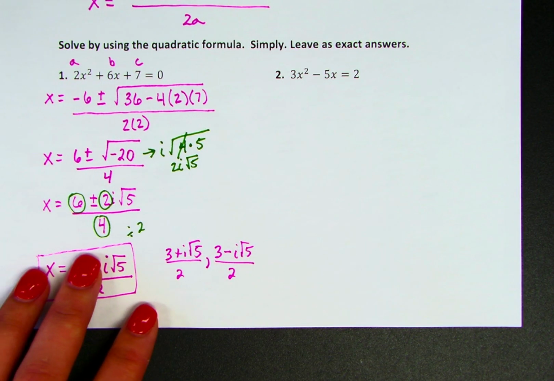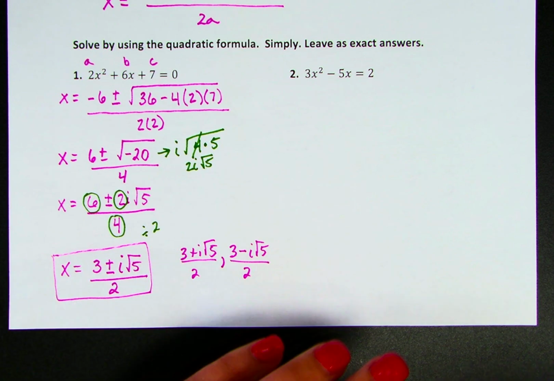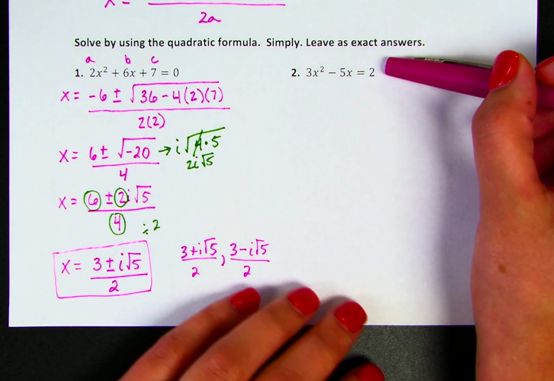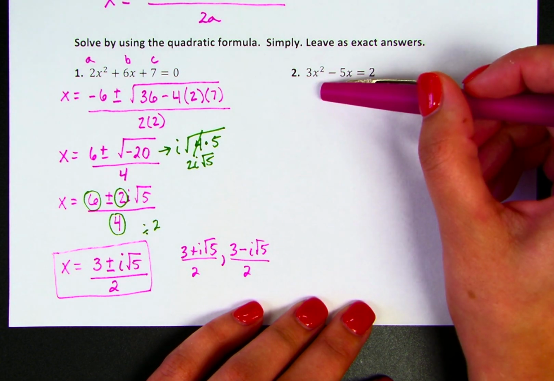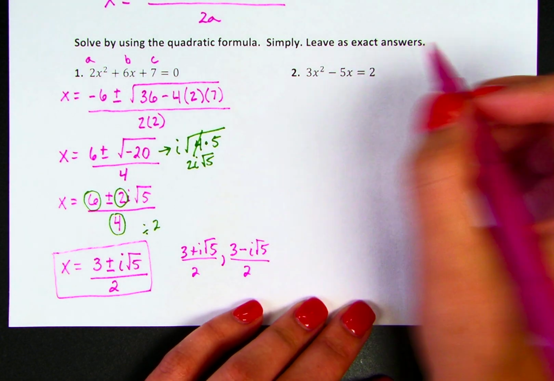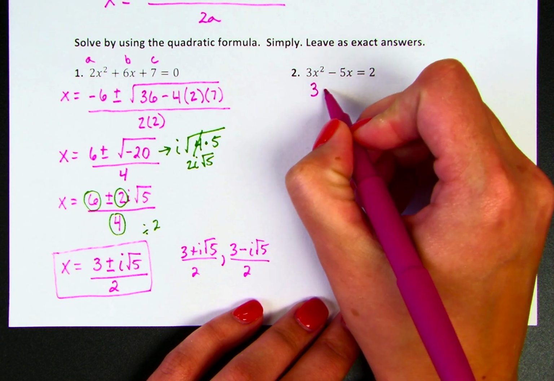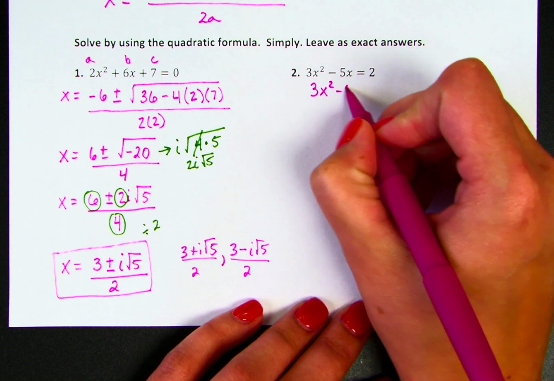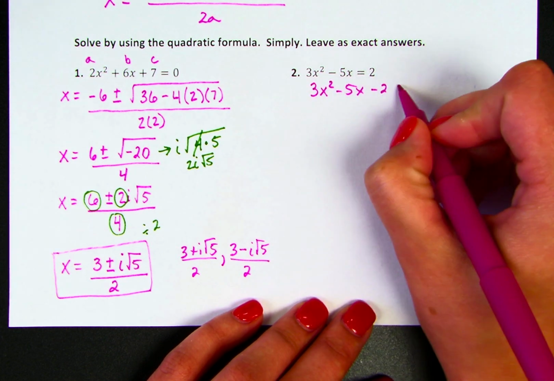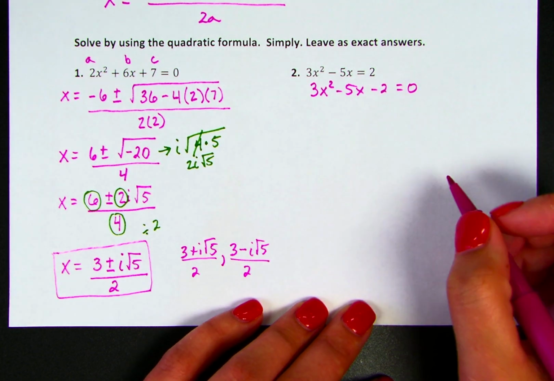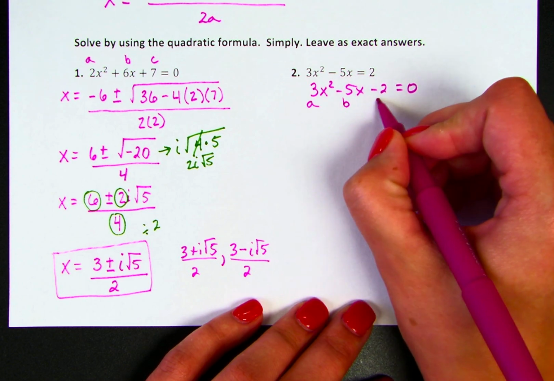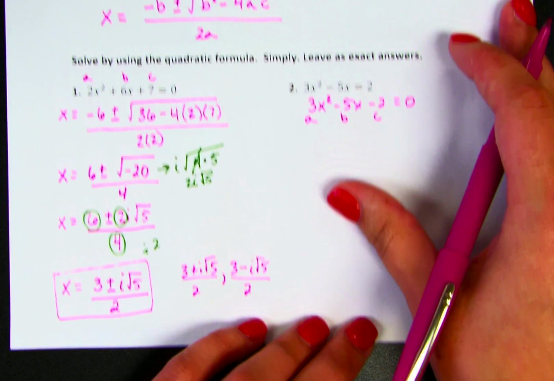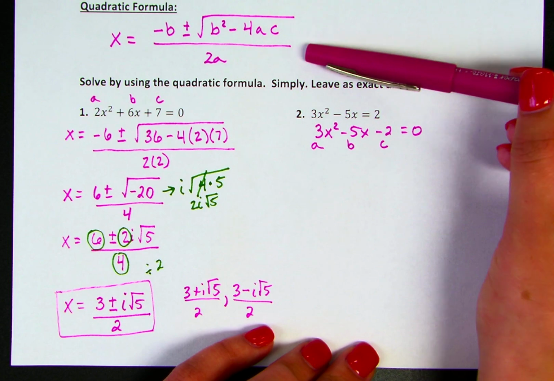All right, so as we take a look at our next example, notice how this is not all on the same side equal to 0. So our first step is to move this to be on the same side. So that means that we would need to subtract it. So this will be 3x squared minus 5x minus 2 equals 0. Okay. So that means A is 3, B is negative 5, and C is negative 2. So now I'm just plugging those numbers into the quadratic formula.